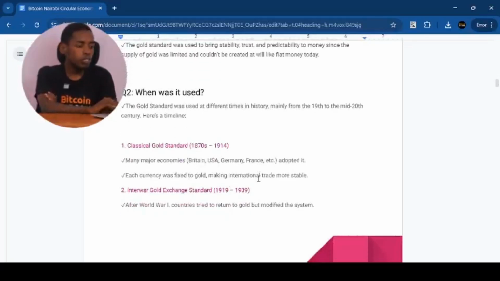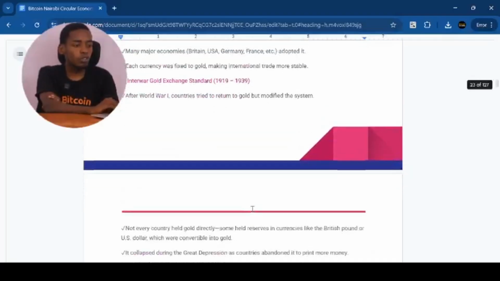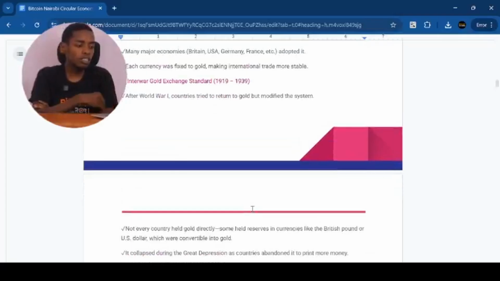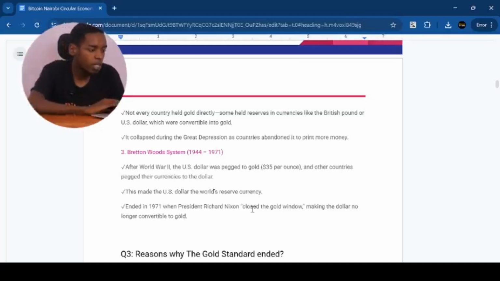Number 2, the interwar gold exchange standard, which is 1919 to 1939. After World War I, countries tried to return to gold, but modified the system. Not every country held gold directly. Some held reserves in currencies like the British pound or US dollar, which were convertible into gold. It collapsed during the Great Depression as countries abandoned it to print more money.